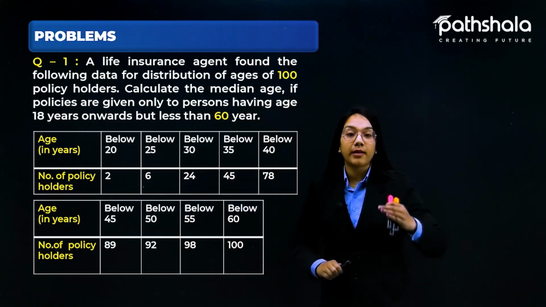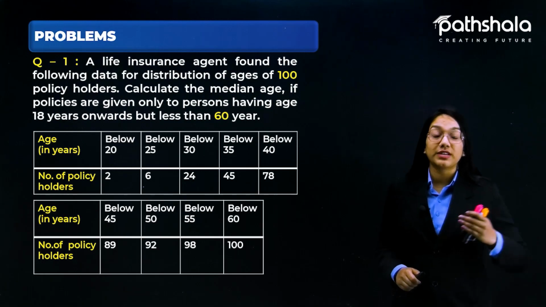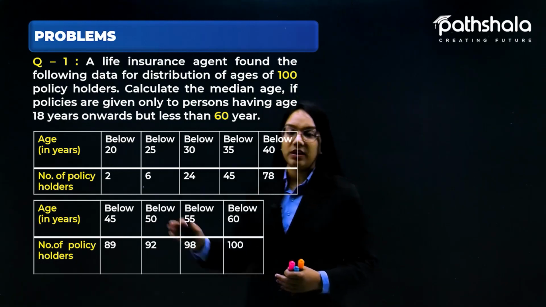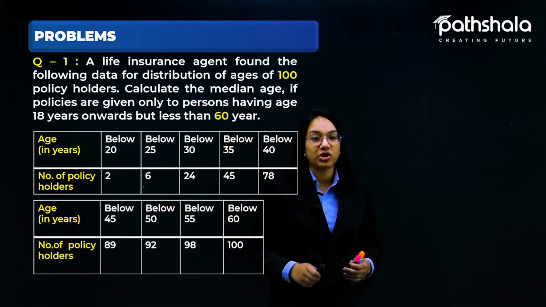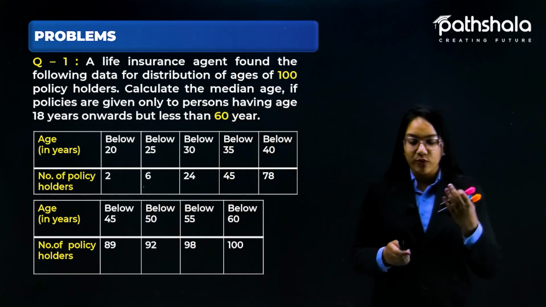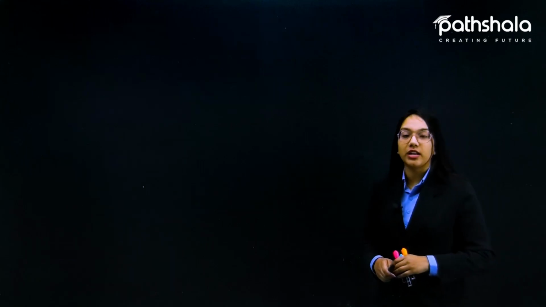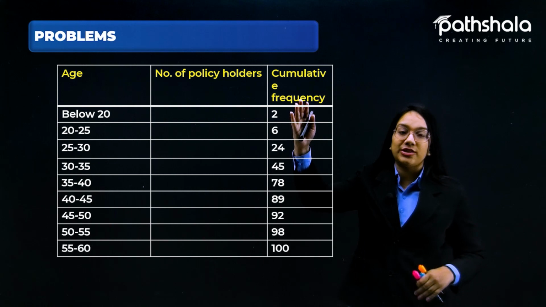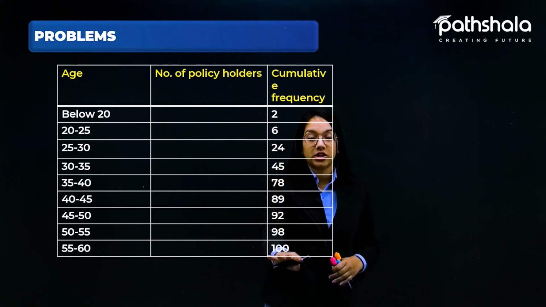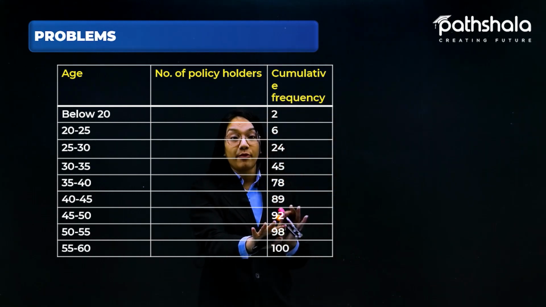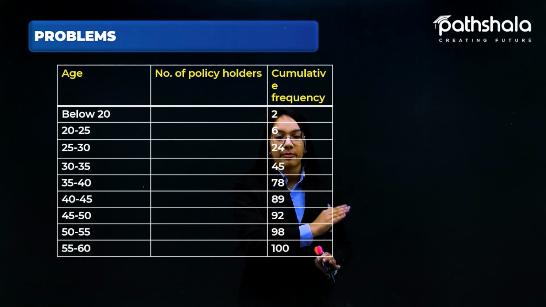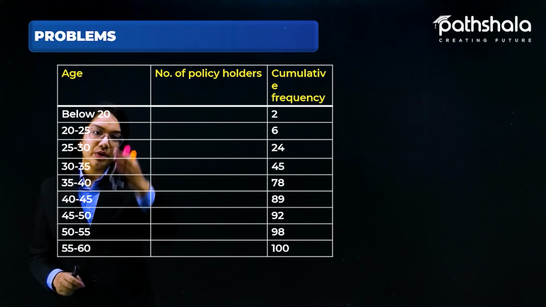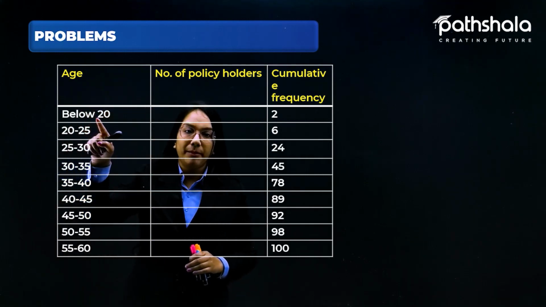But whenever I convert them into continuous intervals, the number of policyholders should be changed. So let us take the table over here. Let's neglect this column first. We are not talking about this column first. This is the way I am taking the age. First of all, I'm taking below 20.